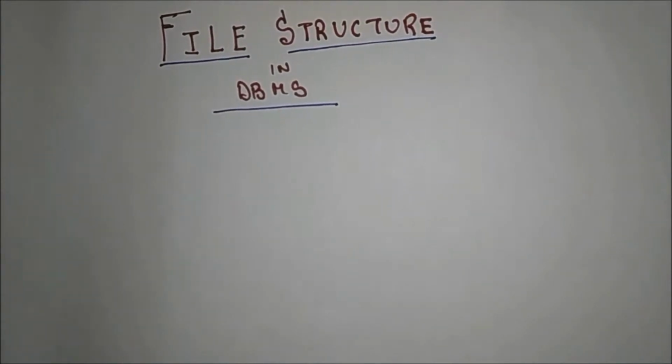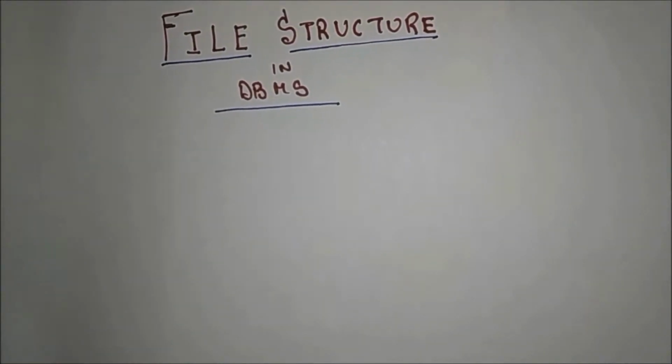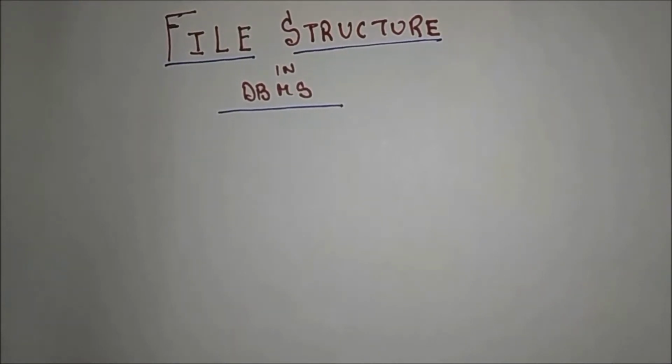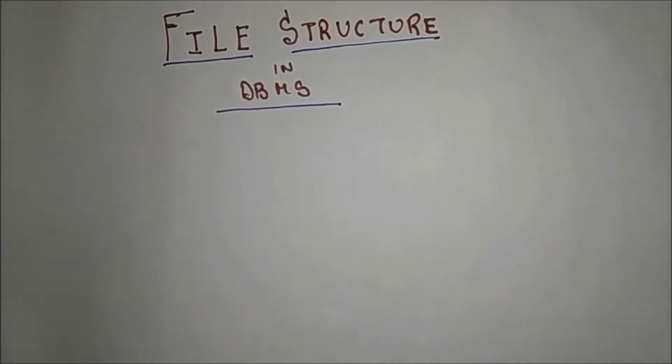Hello everyone, today is about file structure in DBMS. Before we understand file structure in DBMS, the first question is: what is a file? A file is an object on a computer, where we store information, data, or a command on the computer.